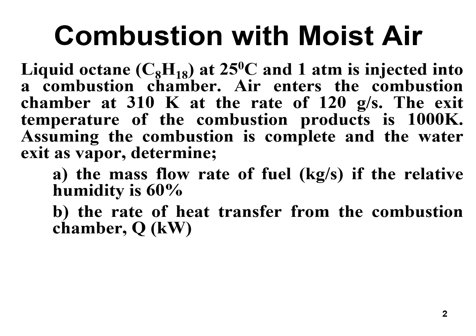So let's see, if we have combustion with moist air, with a similar fuel, which is liquid octane, C8H18, at 25 degrees Celsius and 1 atmosphere, injected at 310 Kelvin. The air enters at 310 Kelvin, at a rate of 120 degrees Celsius, and exits at 1000 Kelvin. The air enters at 60% relative humidity, and you have to calculate the mass flow rate of fuel and the rate of heat transfer, Q dot.